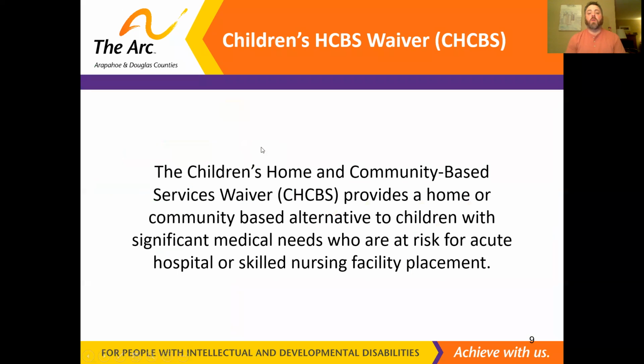So the first waiver we're going to step into is the Children's HCBS waiver, or Children's Home and Community-Based Services waiver. This waiver provides home and community-based alternatives for children with significant medical needs who are at risk of being in a hospital or a nursing facility. Essentially, without these services, your son or daughter might need to be in and out of a hospital pretty often, or living in a skilled nursing facility because their medical needs are so high.